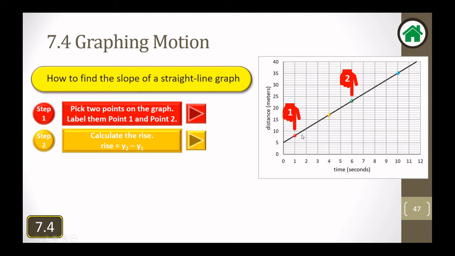Generally speaking, the point that is further to the left, you want that to be point 1. And the point that is further to the right, you want that to be point 2. But it doesn't really matter. It's just a convention to do it that way.